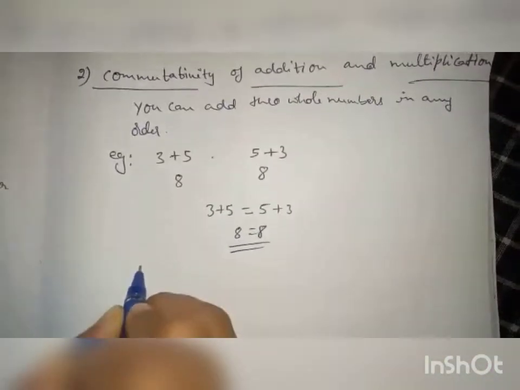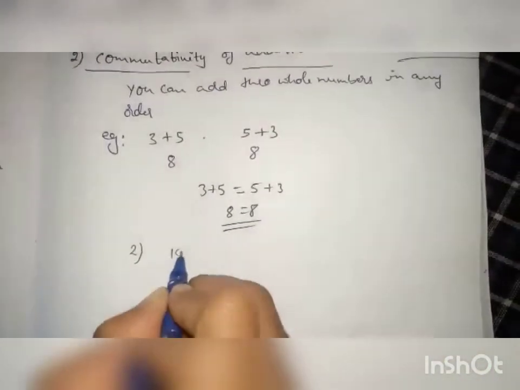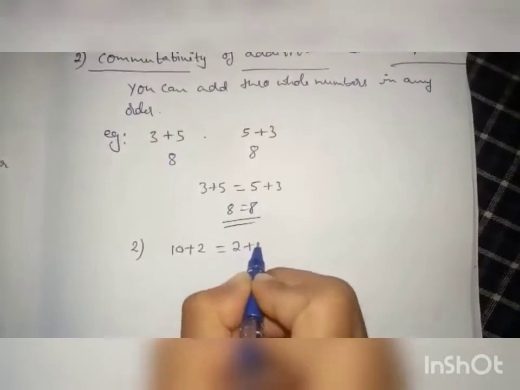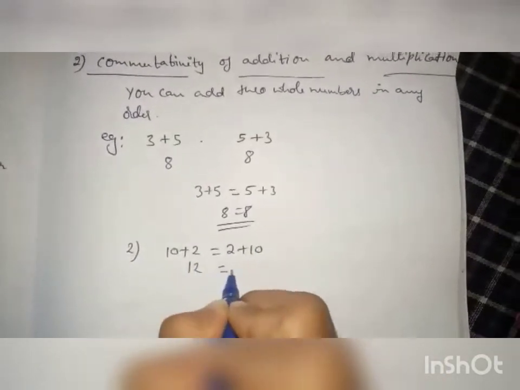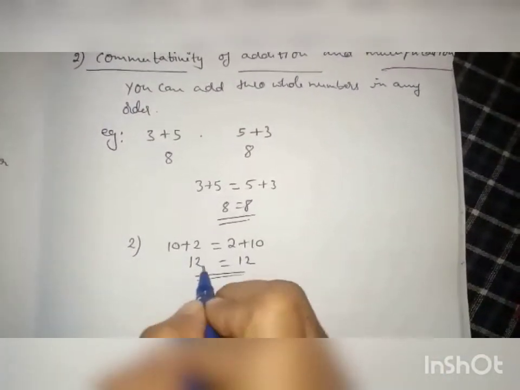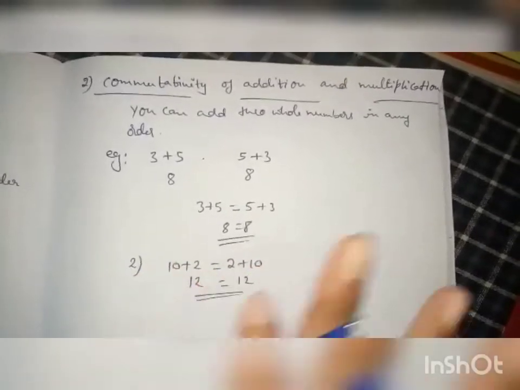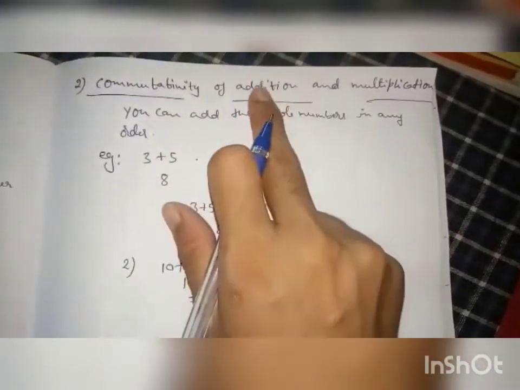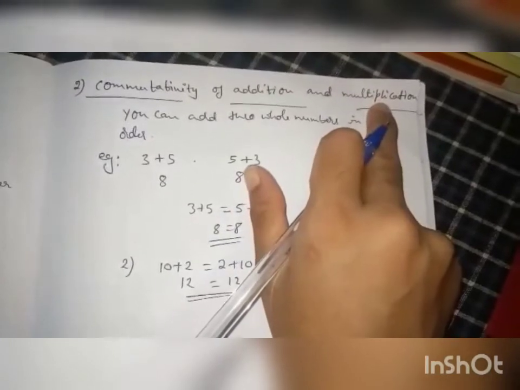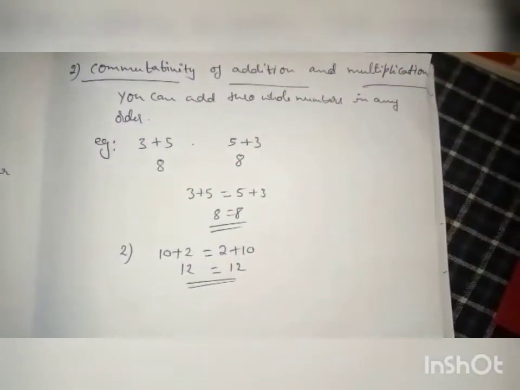One more example. 10 plus 2 is equal to 2 plus 10, right? What will you get? Both you will get 12 itself. So commutative means this itself. This is commutative for addition. They have said multiplication also there. So multiplication is also done like this.